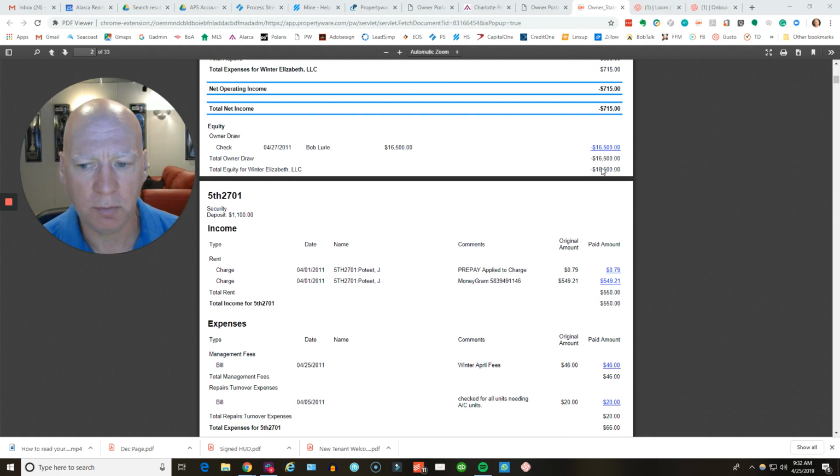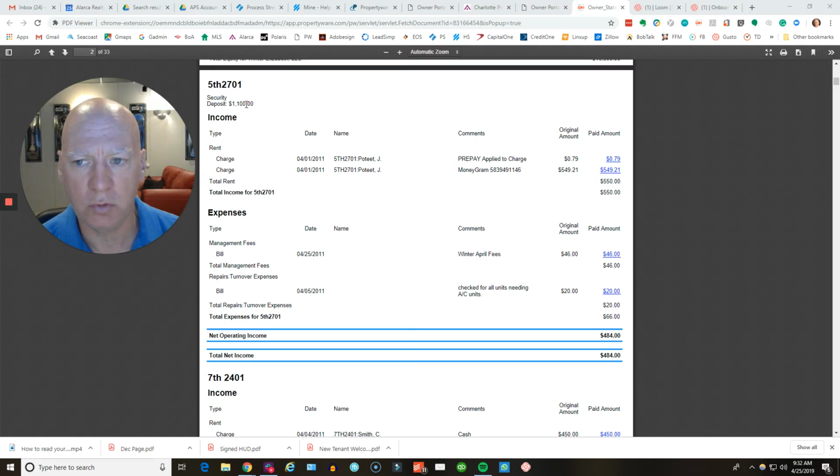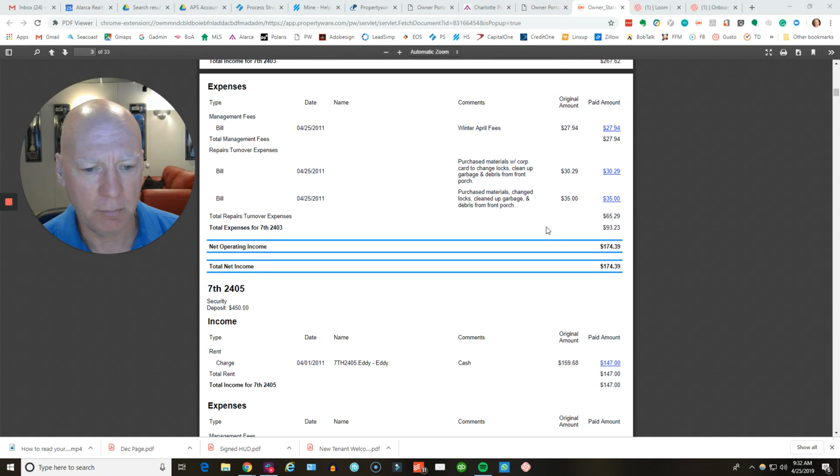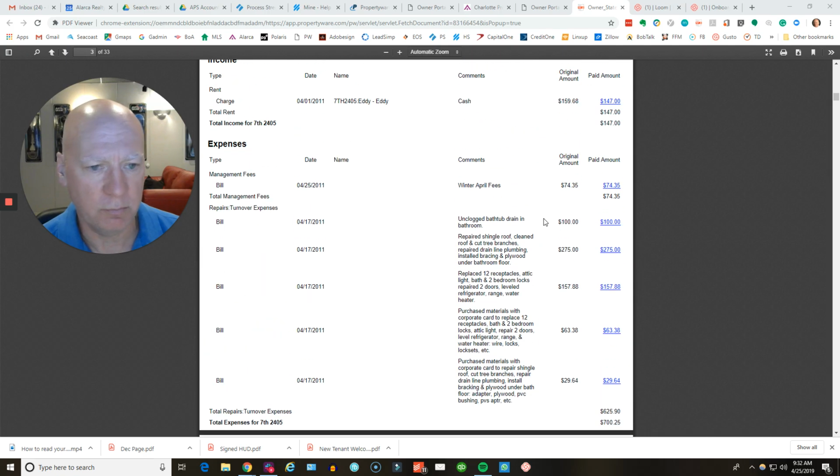If you have multiple properties, you'll be able to scroll down through the statement and see the performance for the individual property. So in this case, the tenant paid rent, $550. We had management fees, and there was a small repair for that. So then that shows the net income of that property. Most cases, you should have nothing there other than your management fee.